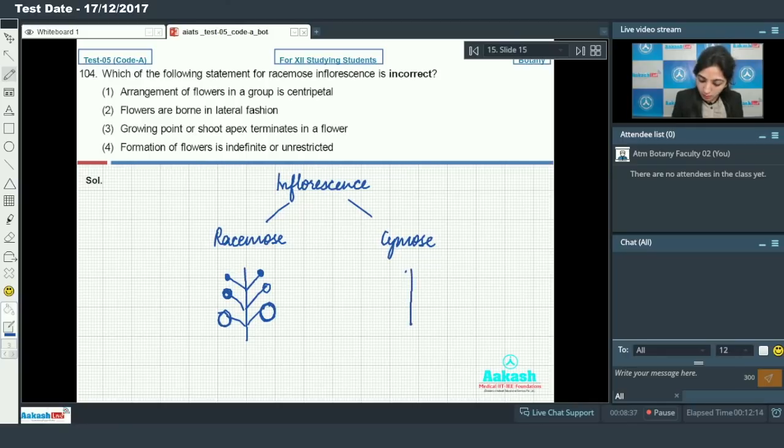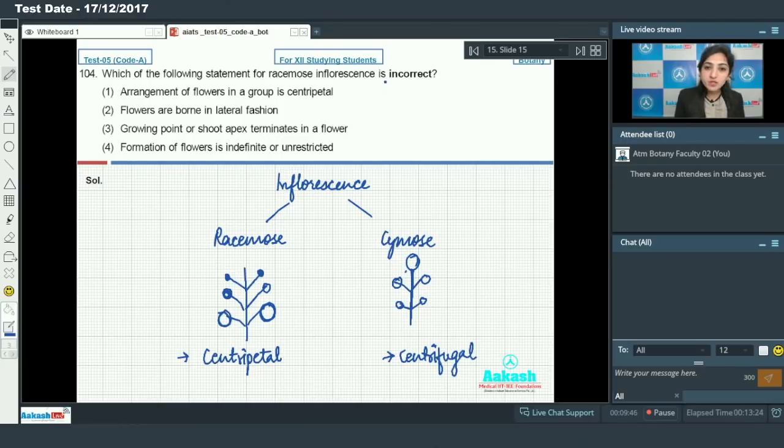Now talking about cymose, here it is the opposite. Oldest flower is on the top and younger flowers are born towards the base. Okay. Here the arrangement of flowers is centripetal. Here it is centrifugal.